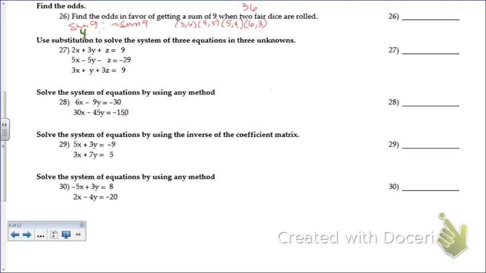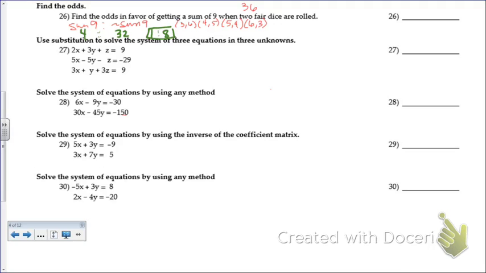And since there are 36 outcomes altogether, the quantity that's not a sum of 9 would be 36 minus 4, which is 32. And even though it's not written as a fraction, it has a colon there, we still should reduce that, and we're going to get 1 to 8 as the odds.